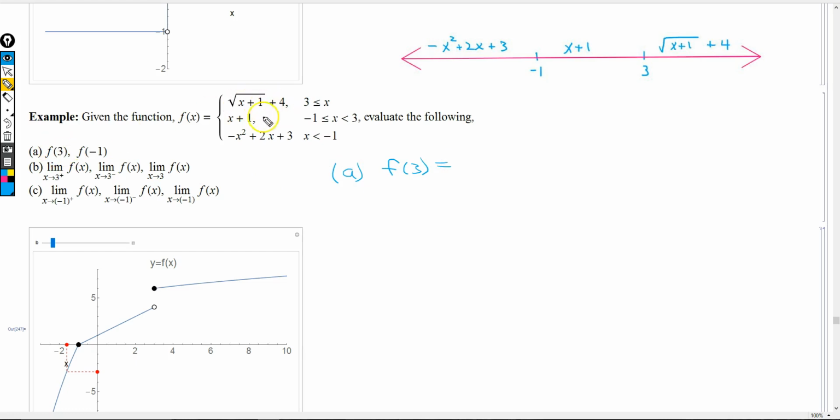Well, looking back up here, you see when x is equal to 3, I'm supposed to use this piece of the function. So that's going to be the square root of 3 plus 1, plus 4, and that is 6. Similarly, f of negative 1, let's see, I look through here, right here, when x is equal to negative 1, I use this piece. So it's going to be negative 1 plus 1, or 0. Alright, so there's my answer for part A. Now part B, let's see, the right-hand limit.